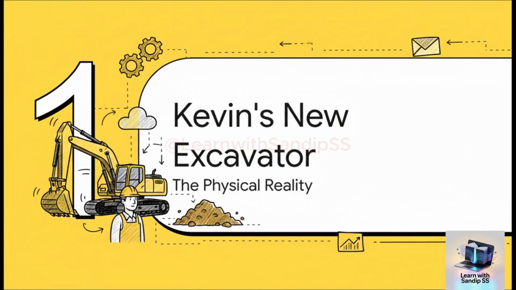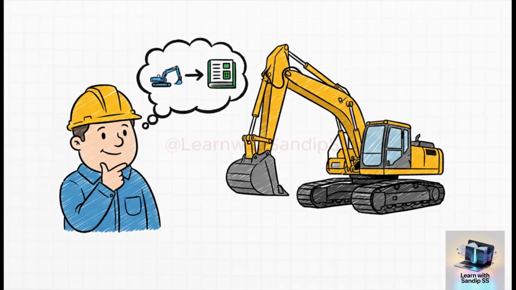Okay, to make this feel real, let's start at the very beginning. We're talking about the physical asset itself and, of course, the person whose job it is to get it on the books. So meet Kevin. His company just bought this brand new excavator. Now, he's got a really important job ahead of him. He has to record this massive physical asset in the company's financial system. And it's not just about saying we own it. It's about accounting for it perfectly, right from day one.